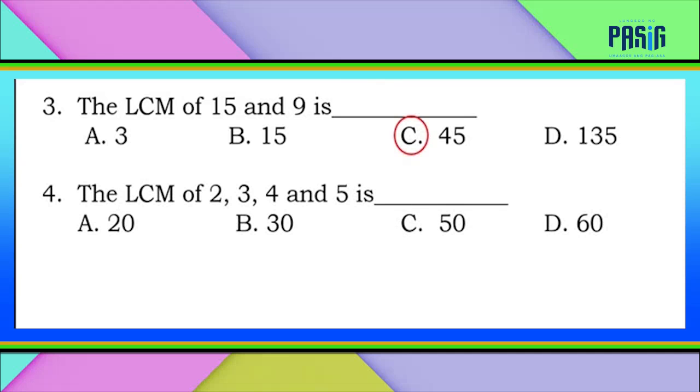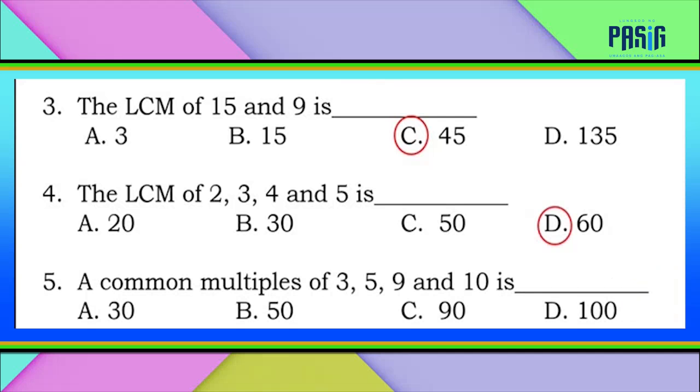Question number 4. The LCM of 2, 3, 4, and 5 is blank. And the correct answer is D, 60. Question number 5. A common multiple of 3, 5, 9, and 10 is blank. Time's up. The correct answer is C, 90. I hope you got all the correct answers.